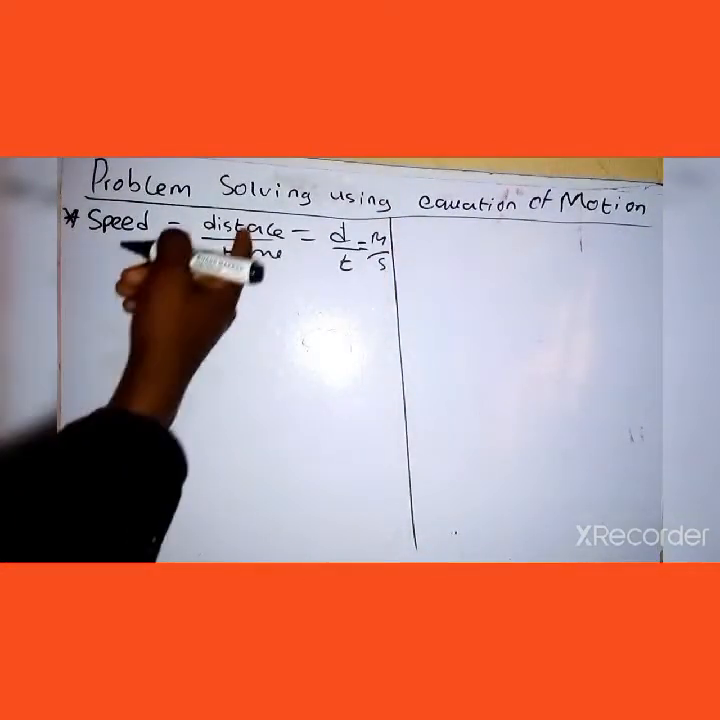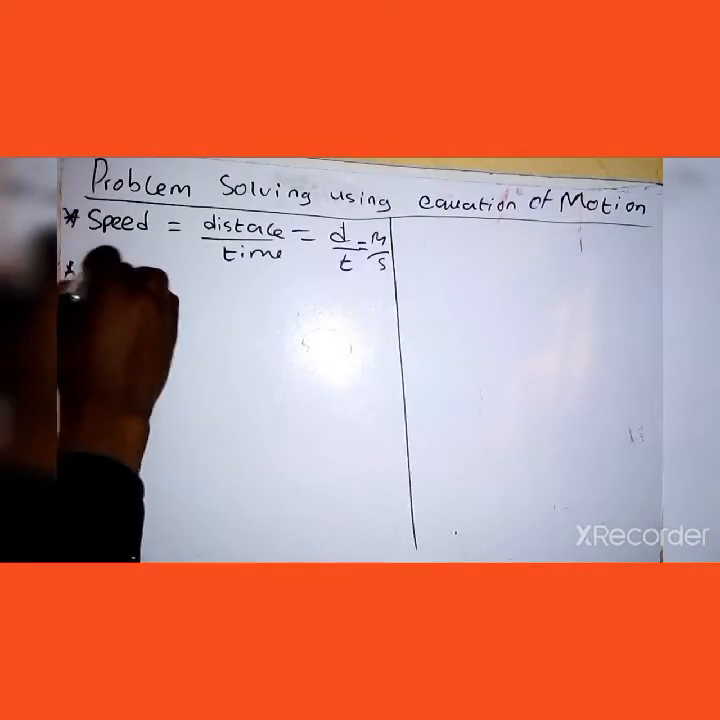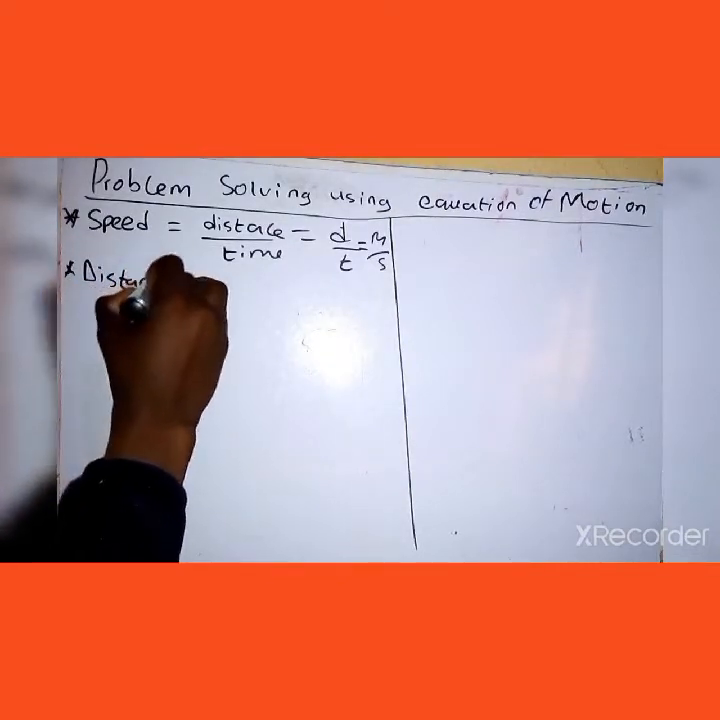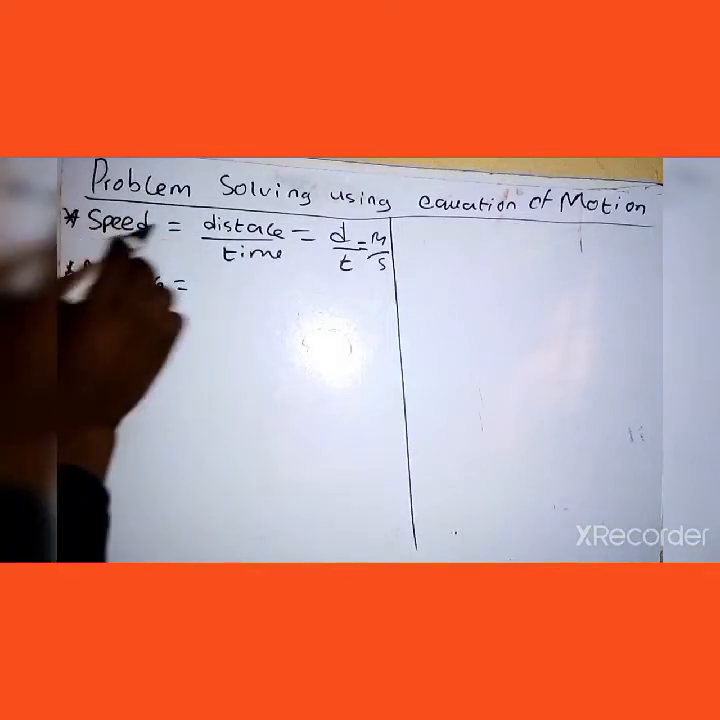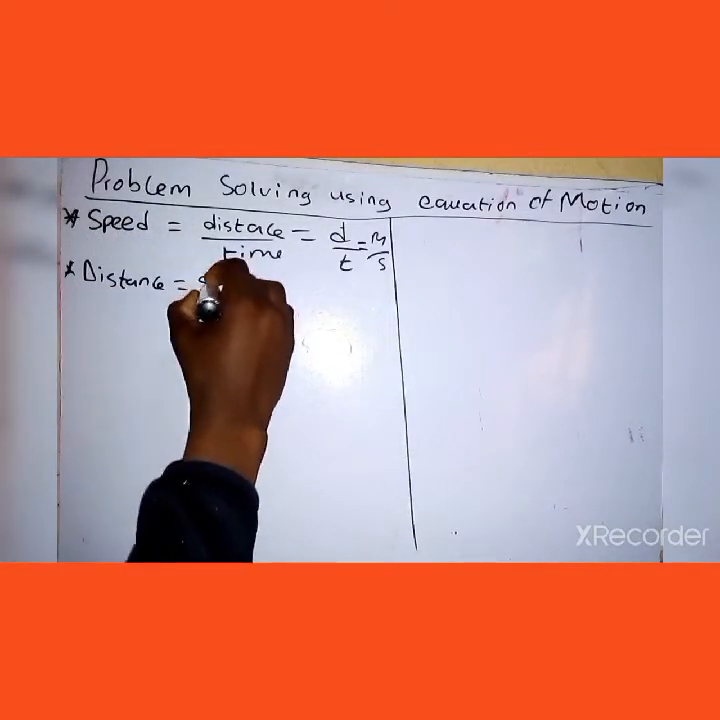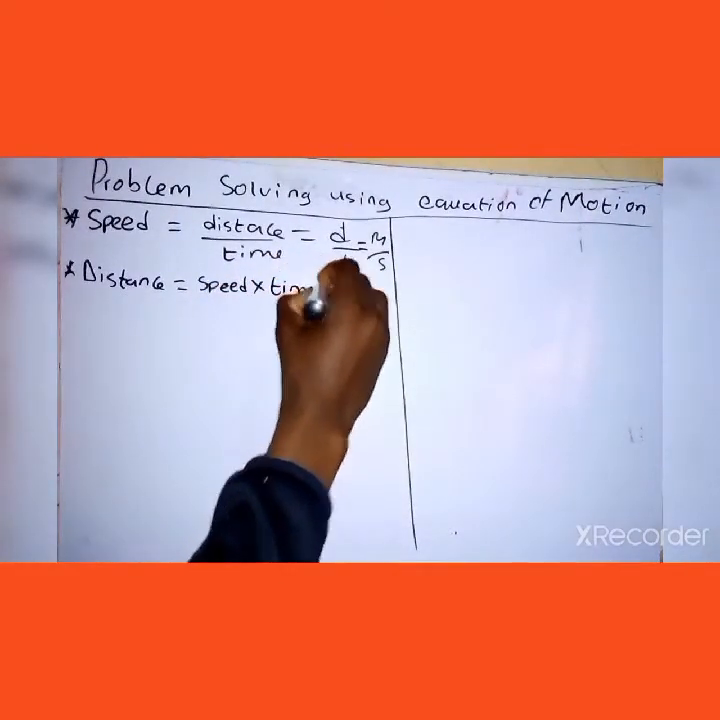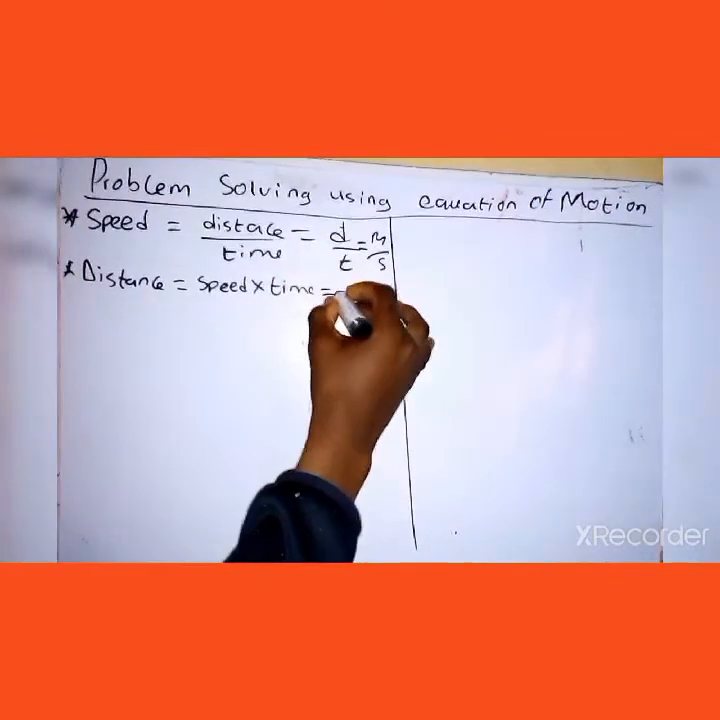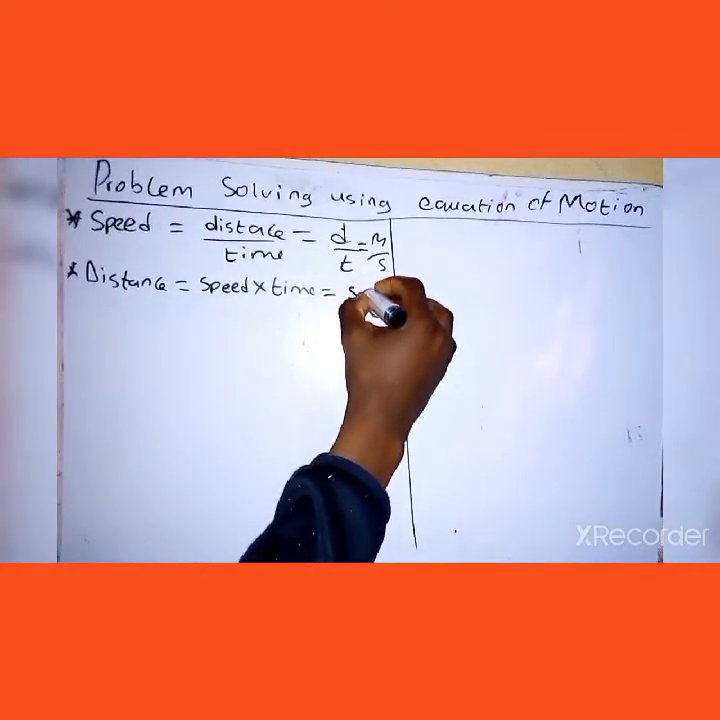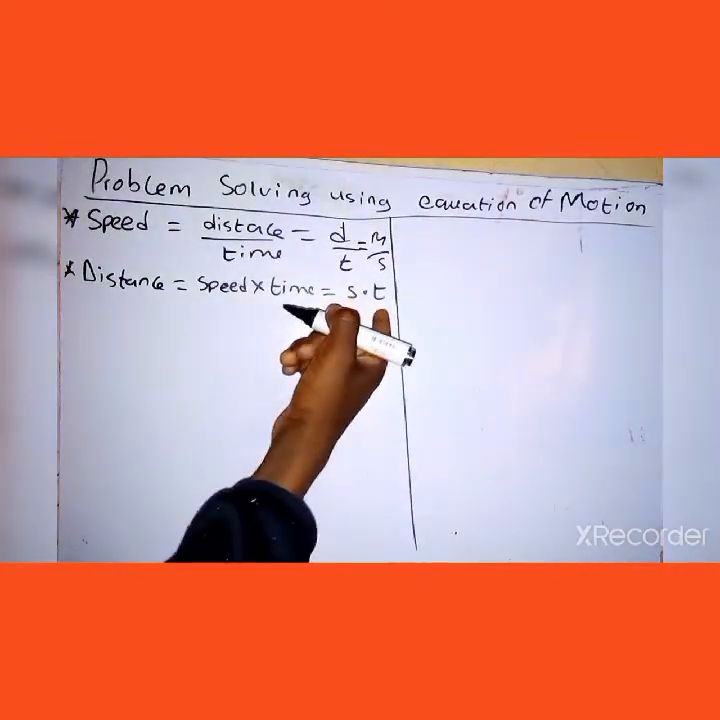And so from this we can get our formula for distance. Distance d will now be, cross multiplying, speed times time, speed multiplied by time, so we have s t. The SI unit for this is meter and second.